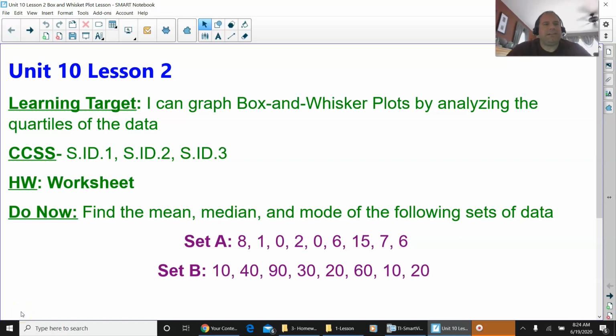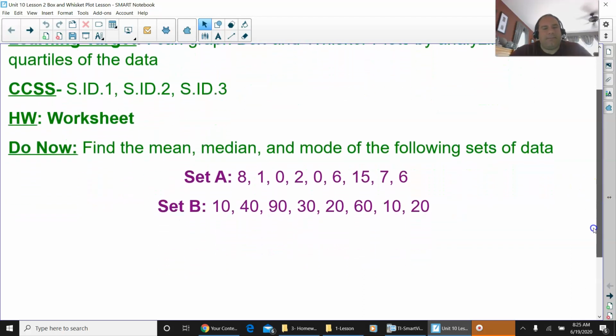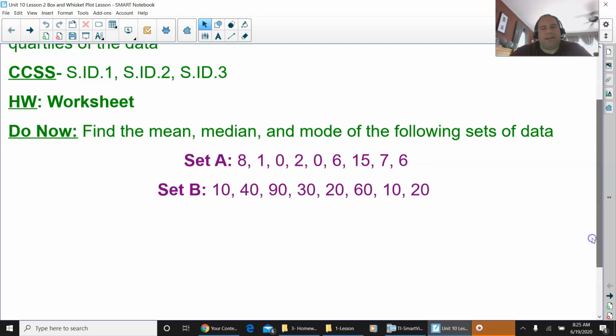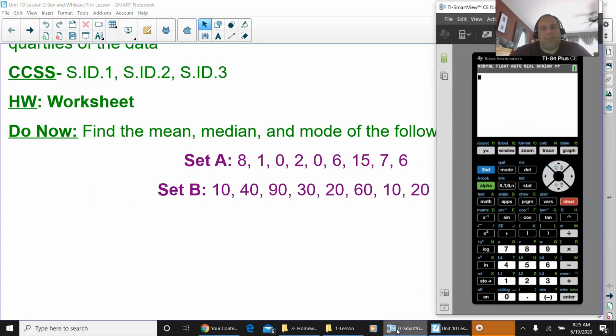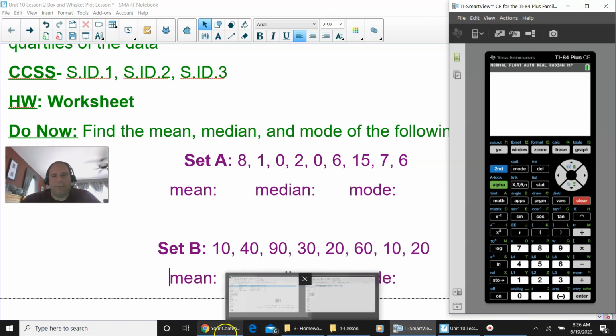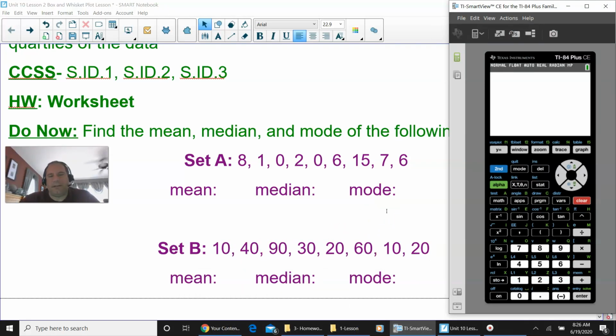Hi everyone, this is Unit 10, Lesson 2, and in this lesson we're going to graph box and whisker plots by analyzing quartiles of the data, and this is using the calculator again, so have that TI-84 out. The do now says find the mean, median, and mode of the following data sets, and we have set A and set B. So I'll do set A with you right now, and then you could do set B on your own.